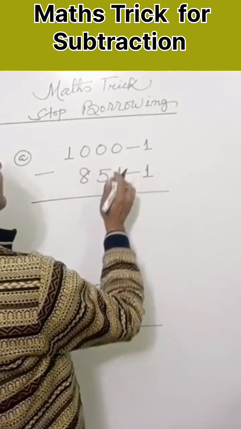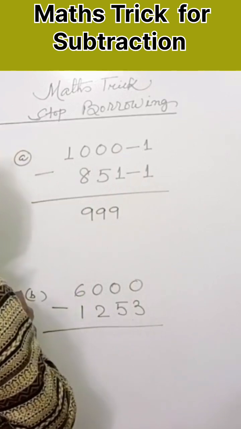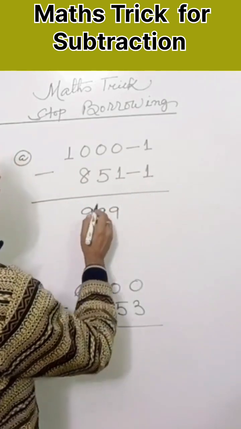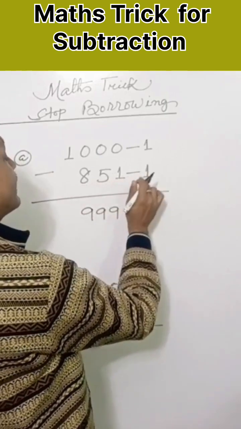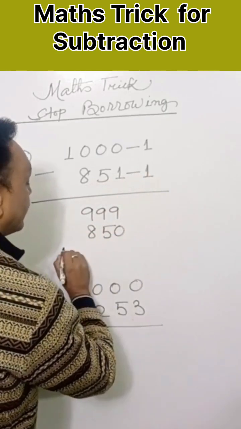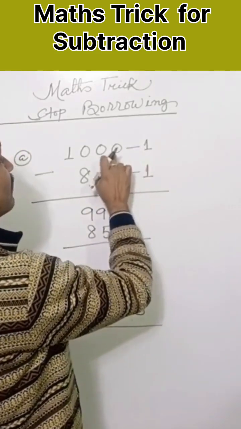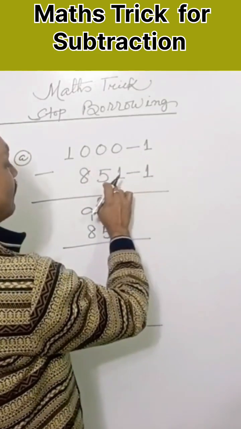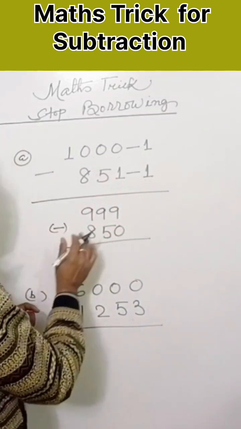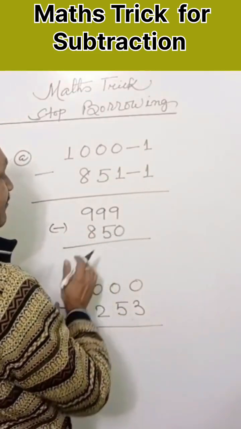So 1000 minus 1 will be 999, if you agree with me. Then 851 minus 1 will be 850. Same thing I have done: minus 1 from this number and minus 1 from this number. So now it has become very easy to subtract. Now the students don't have any confusion, and for them it is a very easy subtraction.